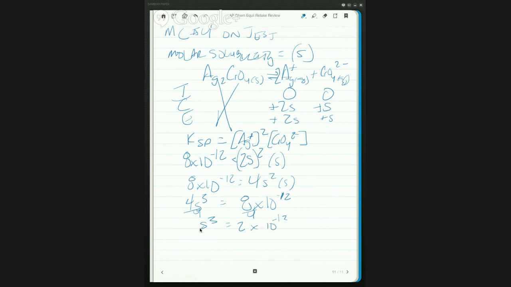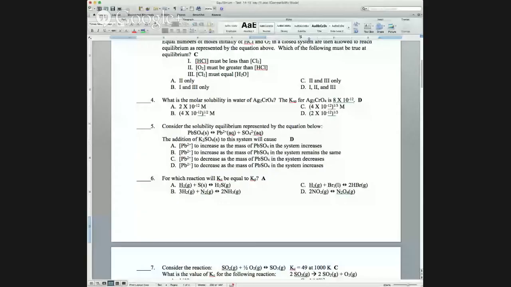And it's a multiple choice, so we don't have a calculator for this. So we're going to do a cube root of both sides. That's the same thing as saying S is equal to 2 times 10 to the negative 12th to the 1/3 power. And so we go back to the test and see if that is one of our choices. And hopefully I did that correctly. Number 4. D, 2 times 10 to the negative 12th to the 1/3. Yes! Score! Got that one right.